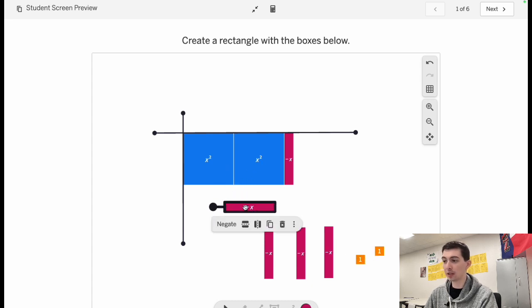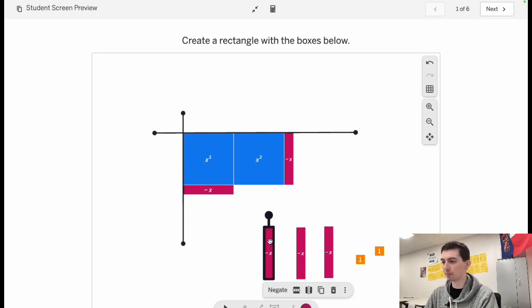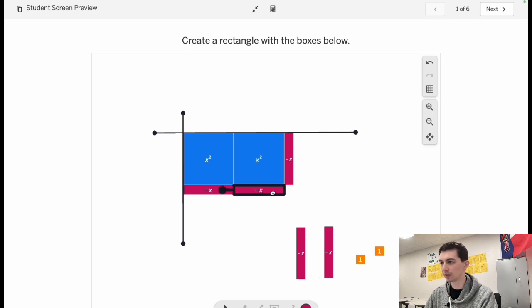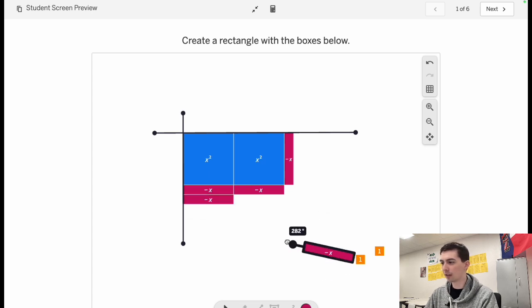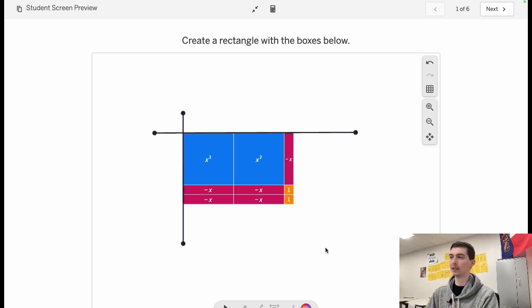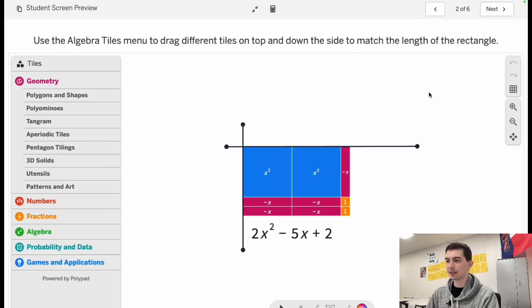So I can actually rotate this x, and I'm going to put these here. I'm going to do two more like this, just to create this perfect little box. Rotate it like this, and now I can easily slide in these two ones. And so now I have my box created. I'll click Next. What I have here is two of these x squared pieces, and 5 of these negative x's, and then 2 ones left over.